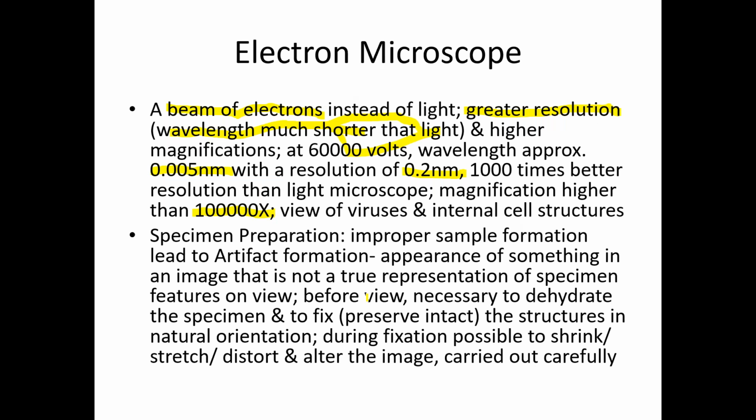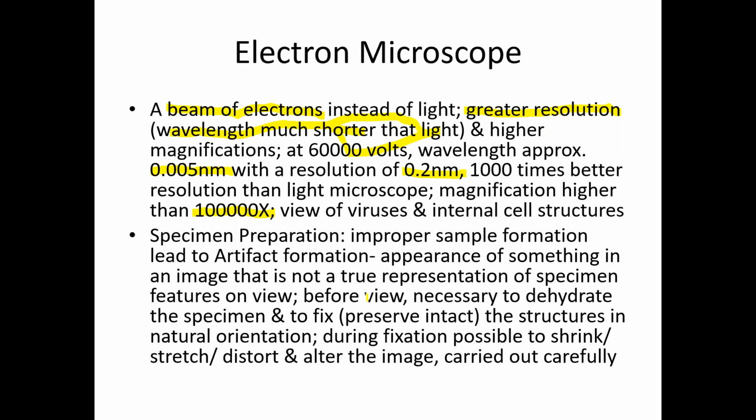So that's all about the comparison of the light microscope and the electron microscope. In the light microscope, if you are using blue light, the wavelength will be approximately 480 nanometers, whereas in the electron microscope at 60,000 volts, we can produce a beam of electrons with a wavelength of approximately 0.005 nanometers. In the light microscope, the maximum resolution possible is around 200 nanometers, whereas the electron microscope has a resolution of around 0.2 nanometers, that is 1000 times better than the light microscope.